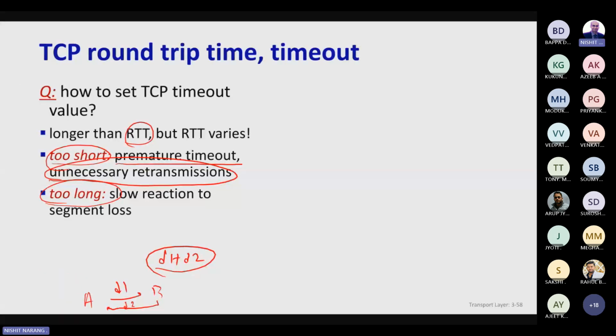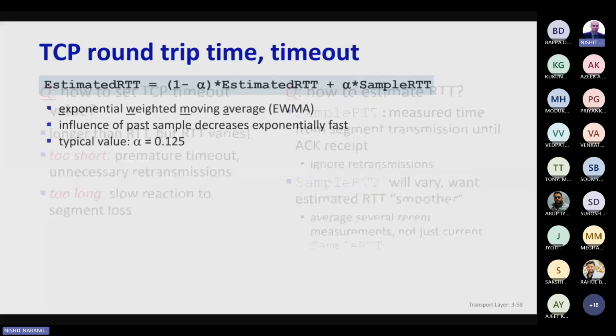So TCP implements a function to continuously estimate the round trip time. To do this, it implements a function called the exponential weighted moving average function. It's a simple statistical function where you exponentially decrease the influence of the past readings of the RTT measurement.